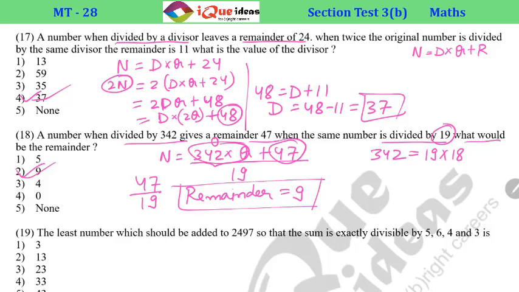Now in this case, suppose 342, if it was not divisible by 19, the answer would be cannot be determined. Here, because 342 is divisible by 19, we could find the answer. Otherwise, we will not be able to find the answer. Okay. Now let's take up the next one.